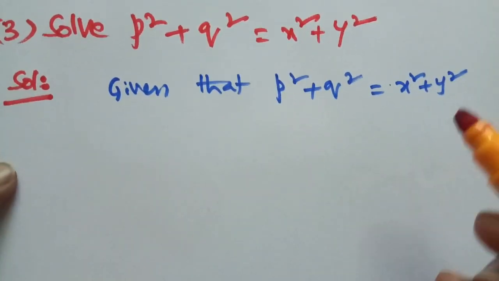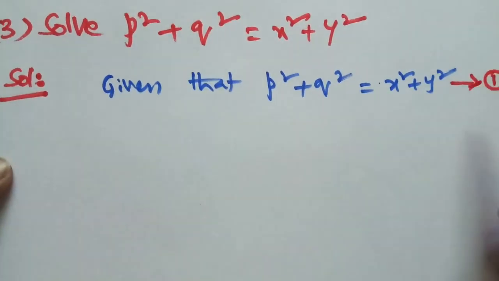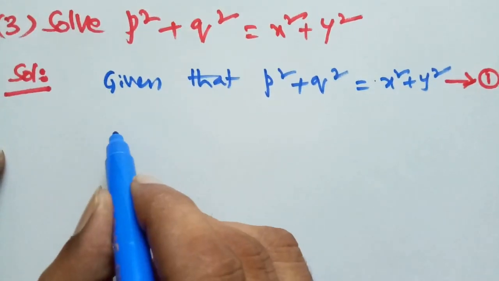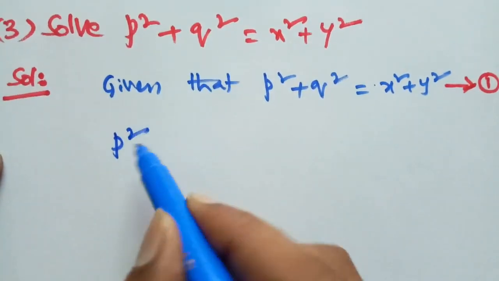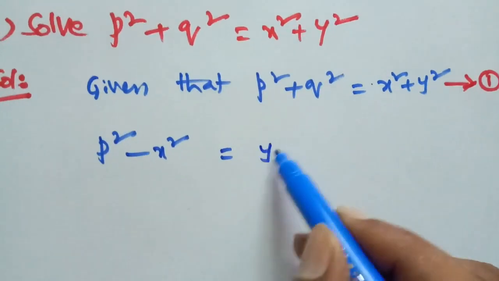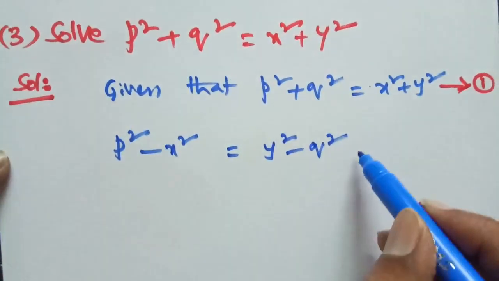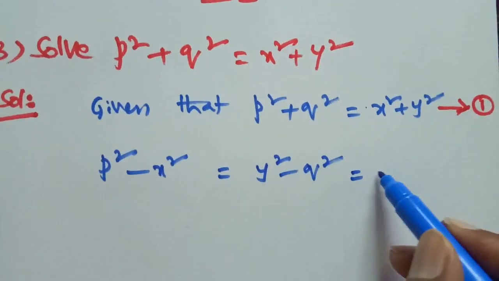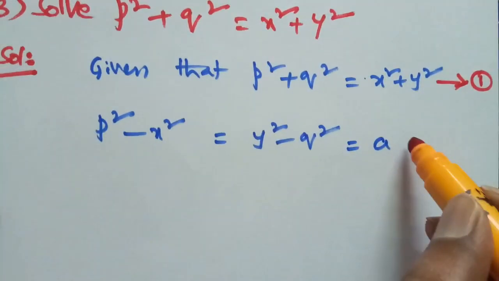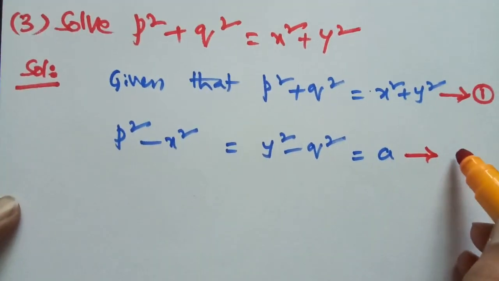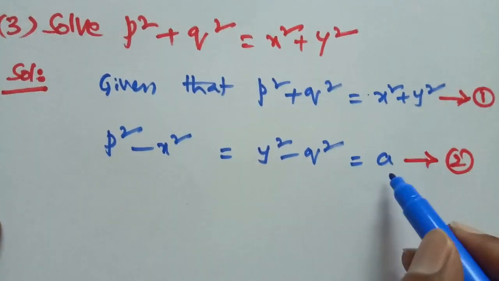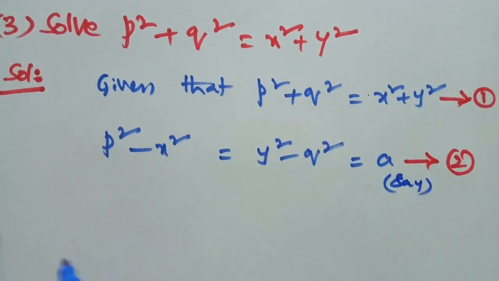Say this is equation number 1. Now this can be rewritten as p square minus x square is equal to y square minus q square. Say each is equal to some arbitrary constant a. Say this is equation number 2. Therefore, say this is an arbitrary constant.